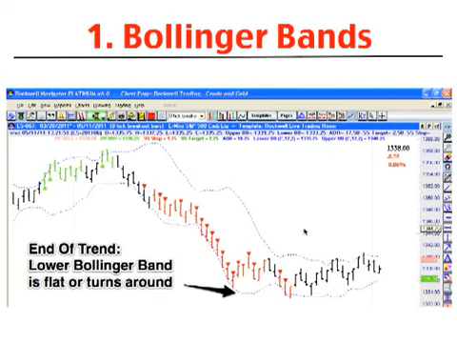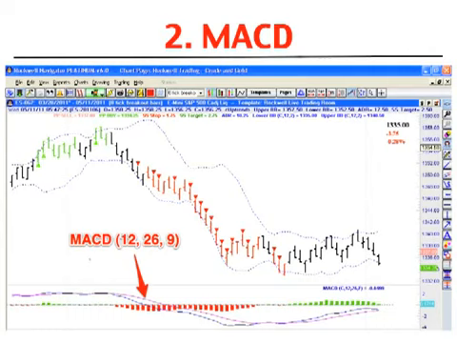It's pretty simple, isn't it? But it works. Please try it for yourself. Just plot the Bollinger Bands on your chart after we finish this video and try it out. You will be amazed. Now let's move on to the next indicator that I like to use, which is the MACD. So the MACD is the moving average convergence divergence and plotted below the chart. And I'm using the standard settings of 12, 26, and 9 for this indicator. And here's how I use it.